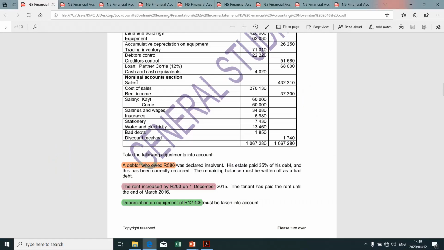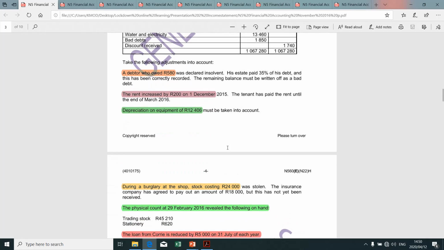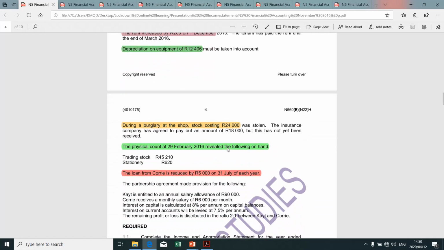In the question paper, under the nominal section, we were told that we had stationery of 7,430. As a rule of thumb, the stationery will be treated as an expense. However, if there's any stationery on hand, the stationery on hand will be deducted from the stationery as per the pre-adjusted trial balance, and the remainder will be an amount of an expense that has to be taken to the income statement.